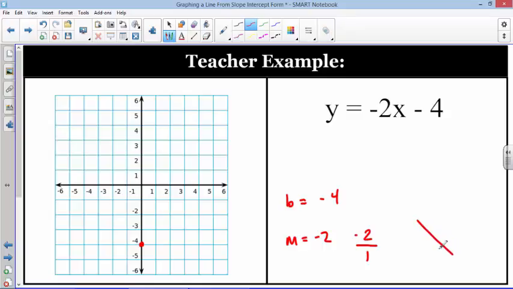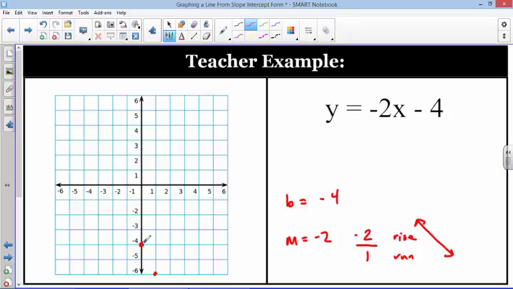Now I have a negative 2 over 1. Being that I have a negative in my slope, I know that from left to right it's going to go at a downward motion, like right here. So this is my rise over my run. I'm going to be going down 2, 1, 2, and over 1 to the right, positive 1.